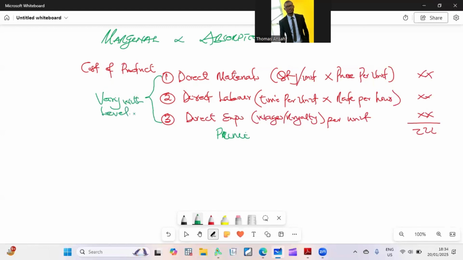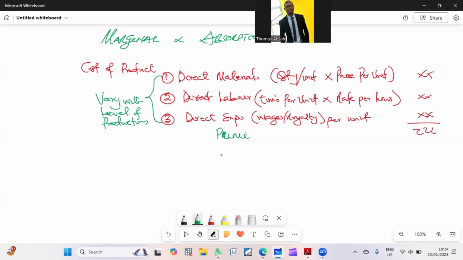With the level of production. What we mean is that if you are producing 10 units, you have to increase the quantity of the material to the number that will be able to produce 10 units. If you are producing 20 units, you have to increase your quantity to the number that will be able to produce 20 units. So it varies with the level of production.